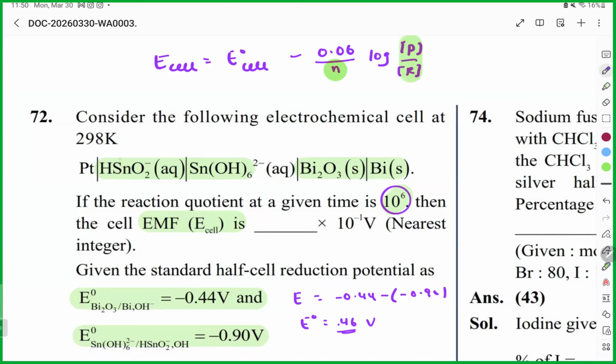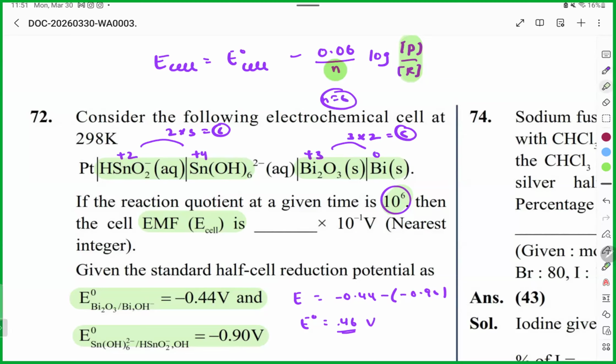What is the oxidation state of Sn? 2 to the 4. This is plus 2, this is plus 4. Correct? Here plus 3, here 0. So here 2, here 3. How to make balance? Multiply this with 2, multiply this with 3. Both will have 6. Correct? So N value is 6.